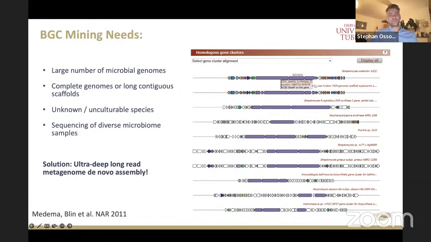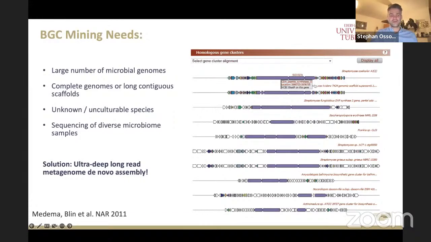So the problem here is that when you predict these from genomes, you first want a large number of microbial genomes, but more important, they should be complete or at least have very long contiguous scaffolds, because if your contigs break between these BGCs, they will be hard to predict or to find. So the more complete your genomes, the better. You also want unknown species to actually find novel stuff. And that's mostly these unculturable species you can only get from microbiomes.